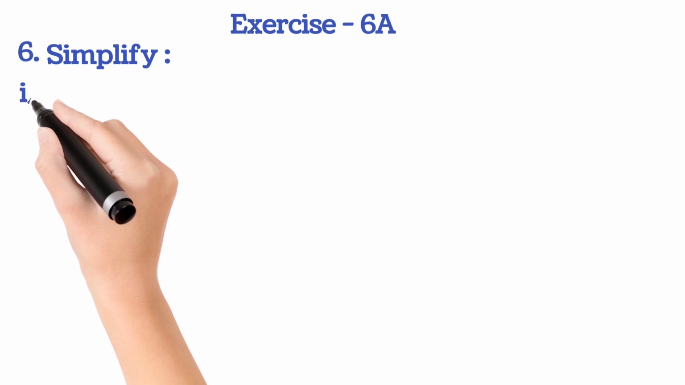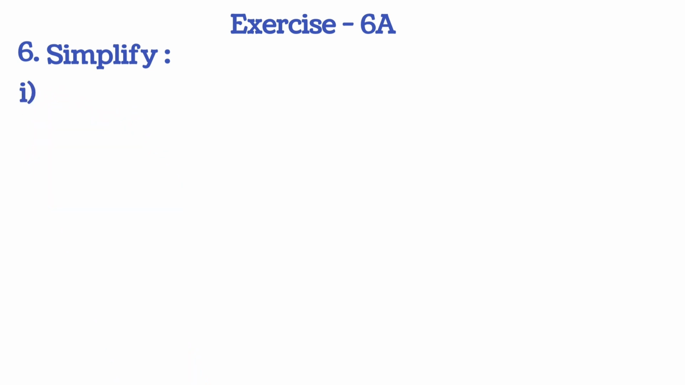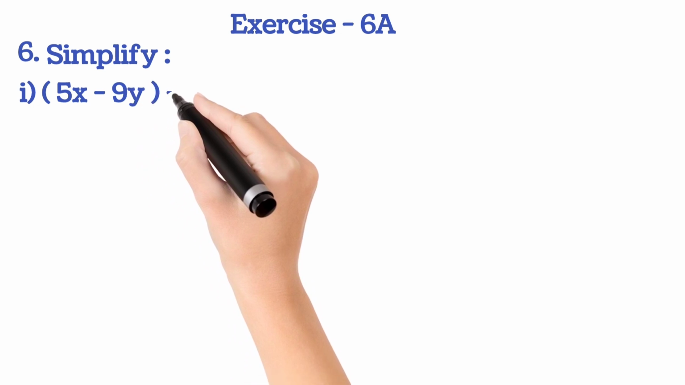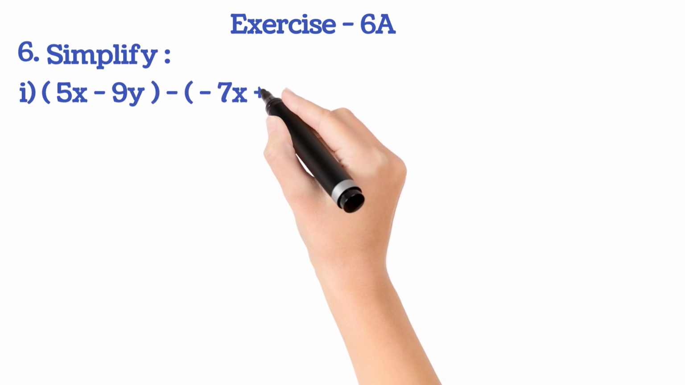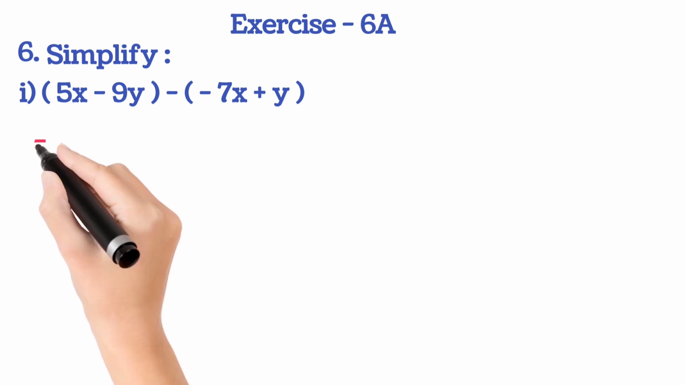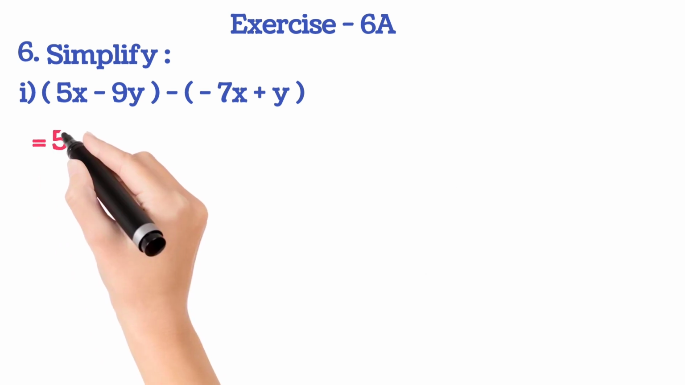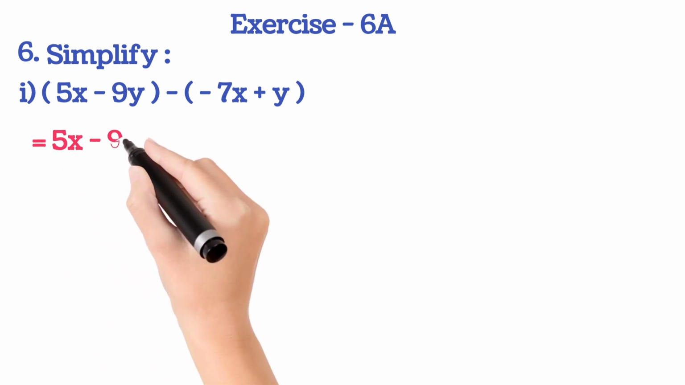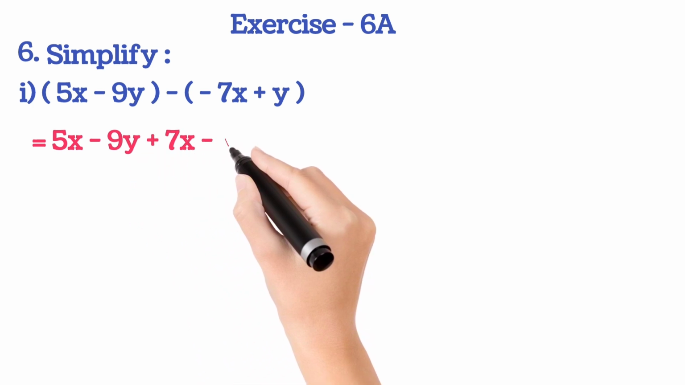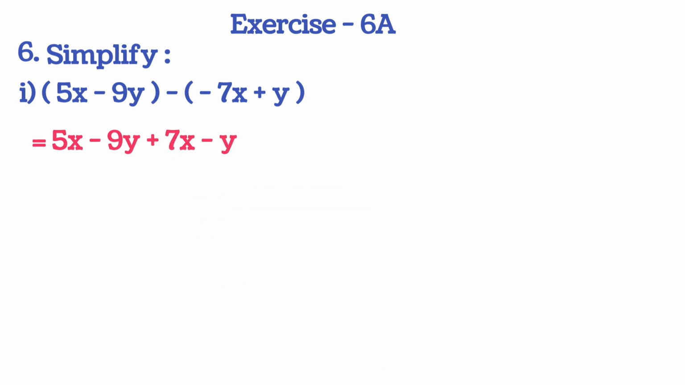Sum number 1, that is inside the first bracket it is given 5x minus 9y minus, inside the bracket, minus 7x plus y. So next step, we will remove the first bracket. So 5x minus 9y and minus minus plus 7x and minus plus minus y.